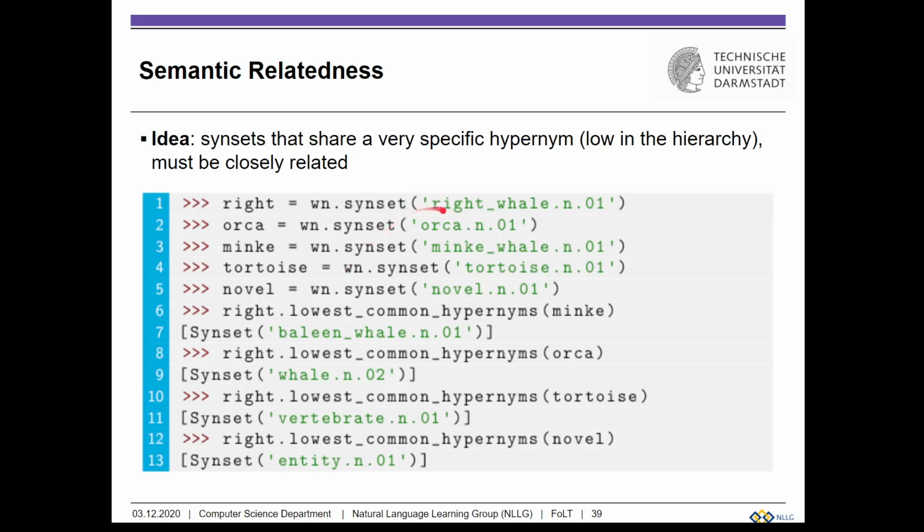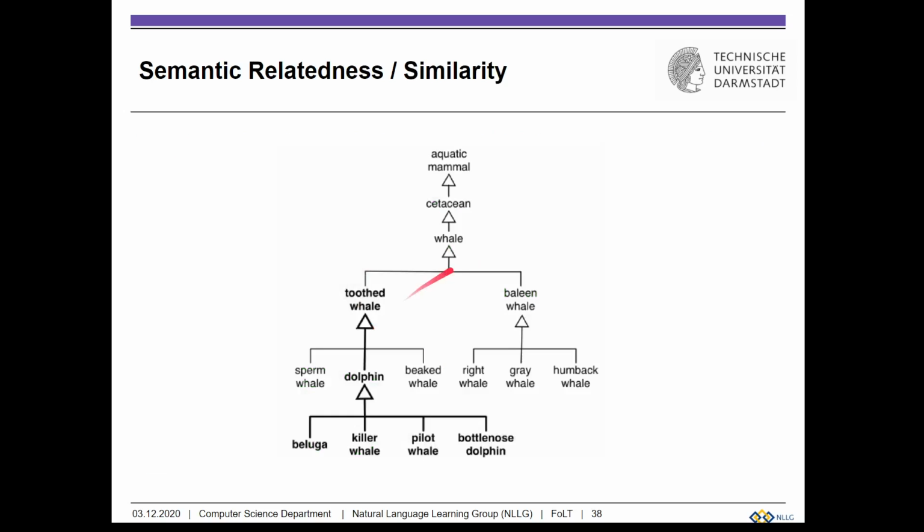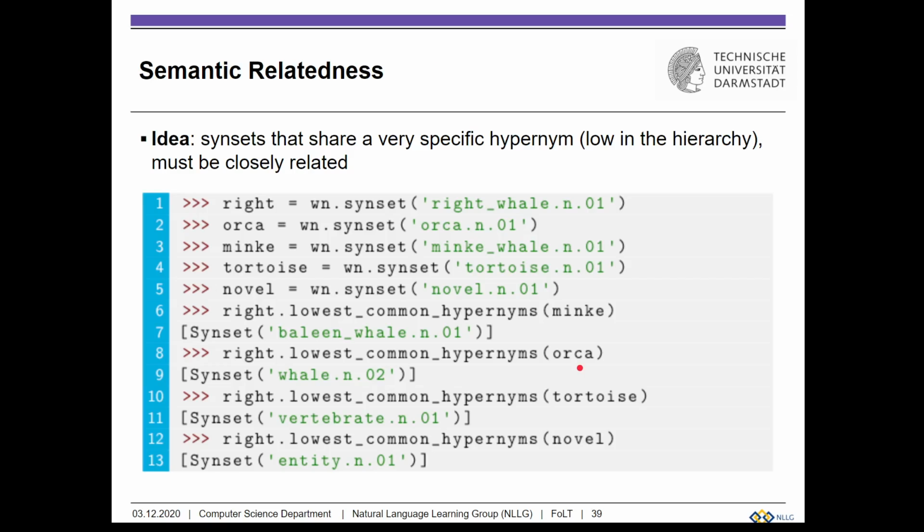So let's say we get the synset for right whale, as we've just seen. We get the synset for orca, for minke whale, for tortoise, and for novel. So this is a very different word. Then we check what is the lowest common hypernym: when we have right whale versus minke, we see it's baleen whale. It's this one here, right? Even though this is not in our graphic.